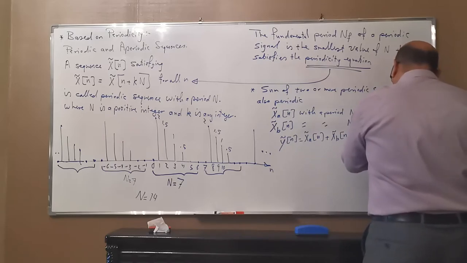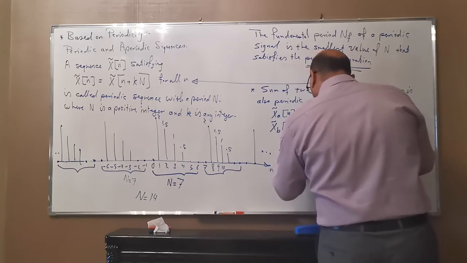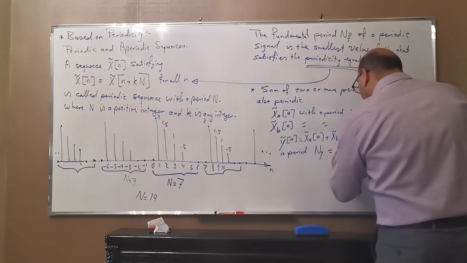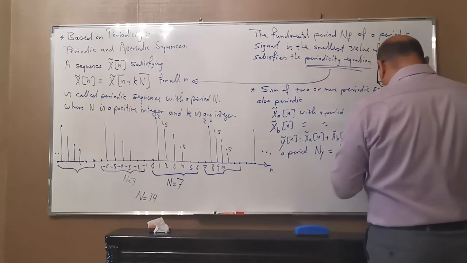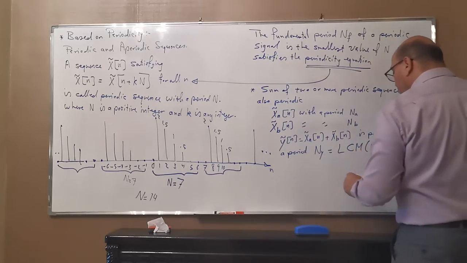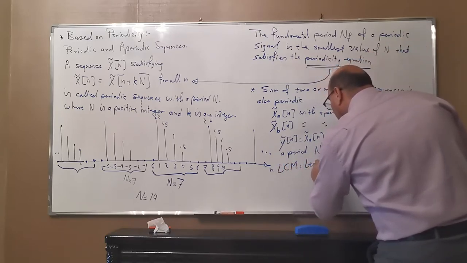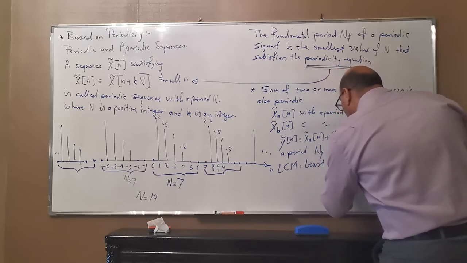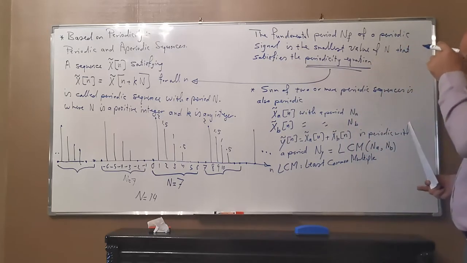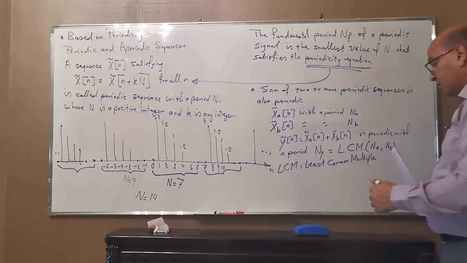with a period N_Y equal to the least common multiple of N_A and N_B. LCM, least common multiple, which in Arabic we call the smallest common multiple. Okay. The least common multiple.